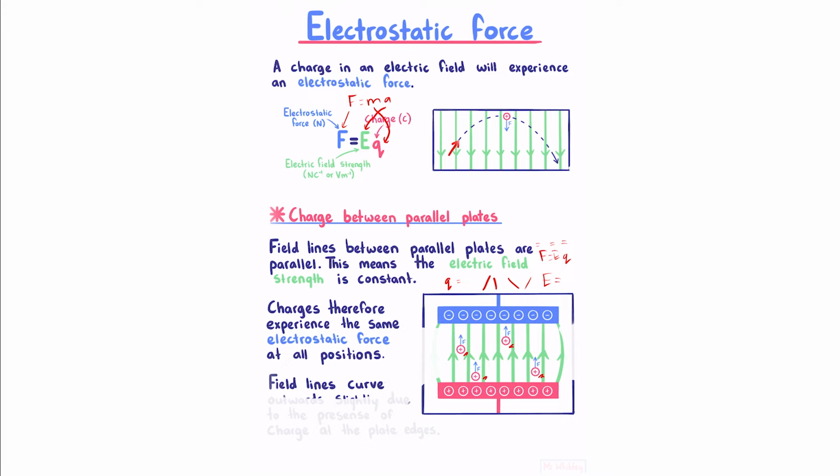Field lines curve outwards slightly due to the presence of charge at the plate edges, so our outer field lines will need to curve slightly outwards. The reason they do so, as alluded to in the paragraph, is because there is charge at the edges of the plates.